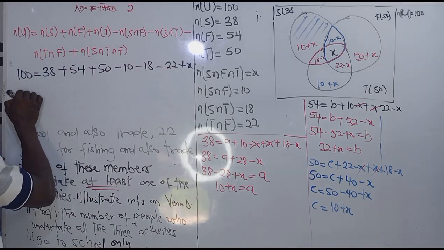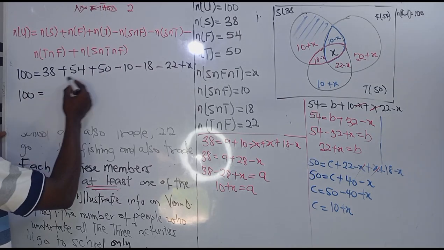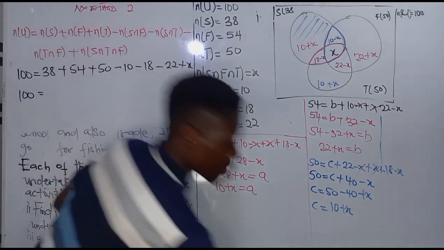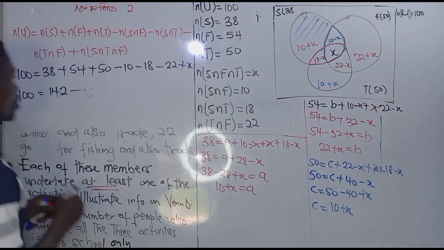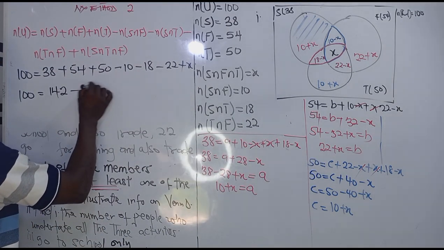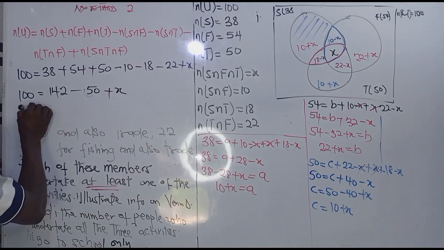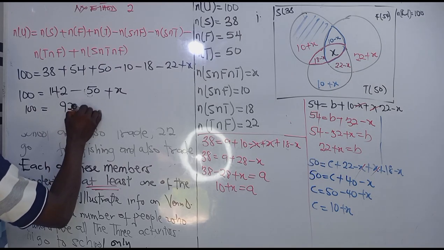So when we sum them up, we are going to have 100. So this plus this plus this plus this minus all that, let me use the calculator. So we have 50 and then plus what? X. So we have 100 is equal to, this one will give us 92 plus X.